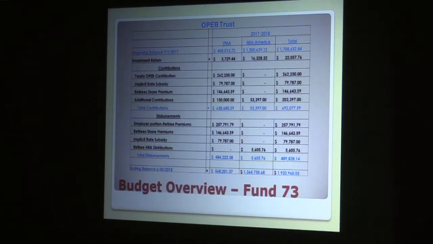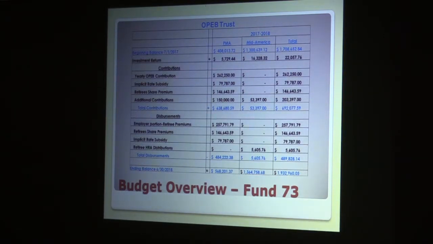So the defined contribution is managed by MidAmerica. It's in a fixed fund. Last year's yield was only 1.29% interest on it. Combined, we had a beginning balance of $1,708,652.84. Total contributions to the trust were $692,077.59. It was down $172,000 over the prior year.